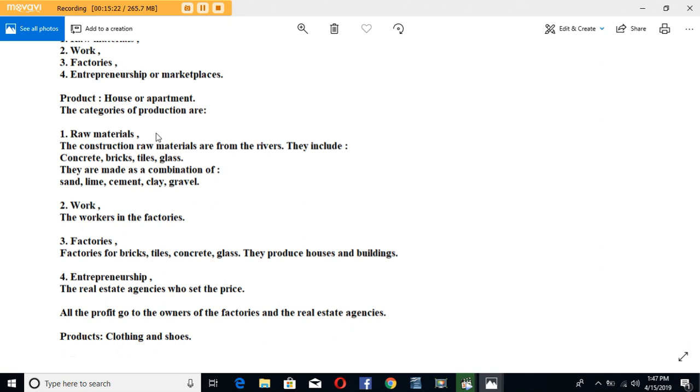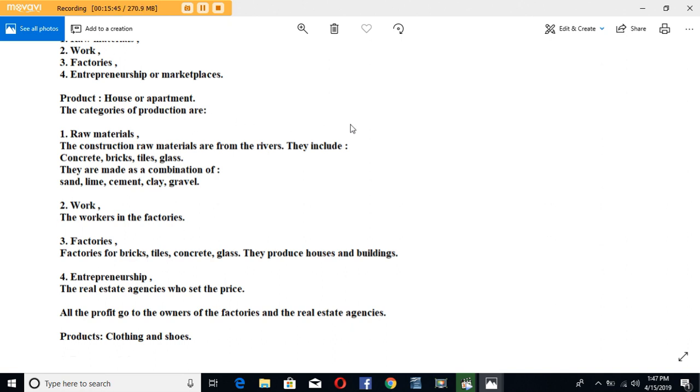2. Work, the workers in the factories. 3. Factories, factories for bricks, tiles, concrete, glass. They produce houses and buildings. 4. Entrepreneurship, the real estate agencies who set the price. All the profit goes to the owners of the factories and the real estate agencies.